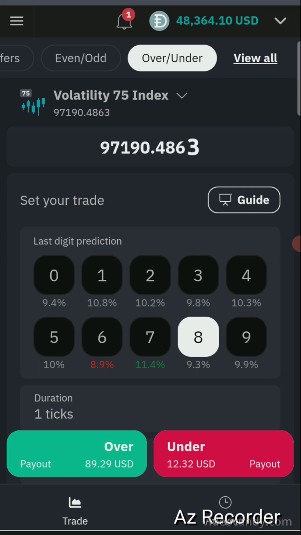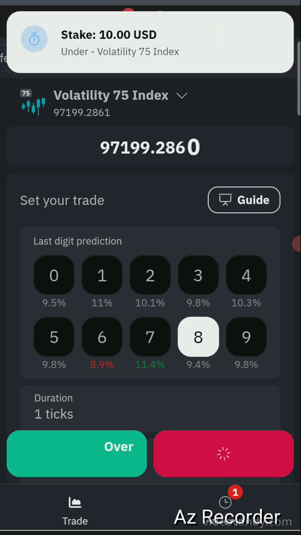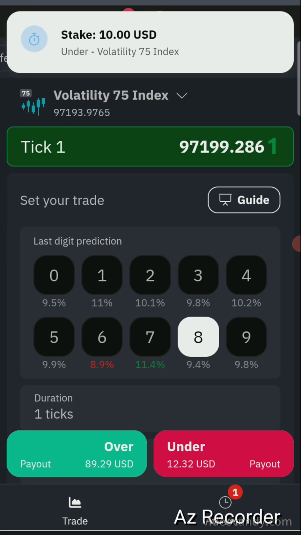Remember, the green bar and the red bar should be below digit 8. So this actually is very simple. I entered early, but let's see. That's a 1. That's a win.